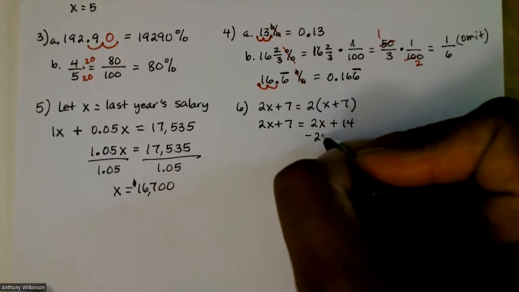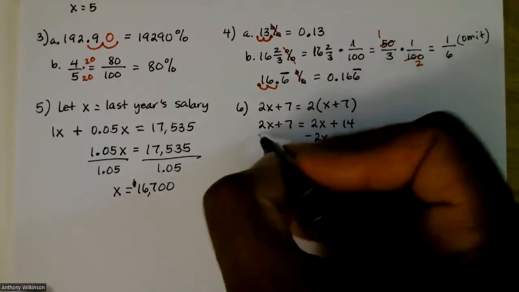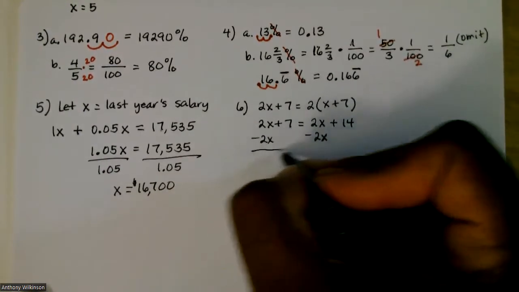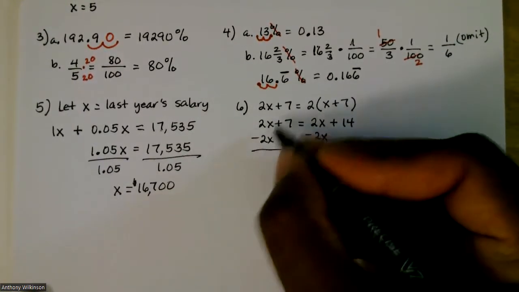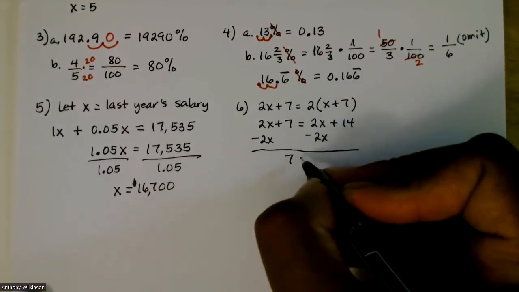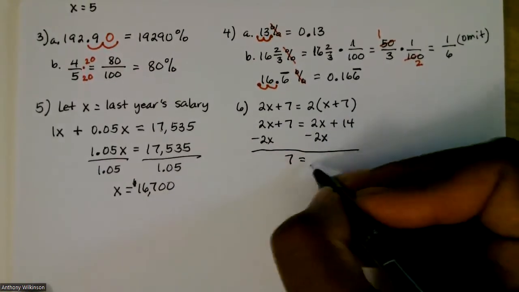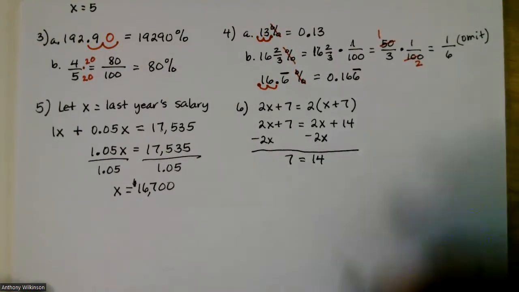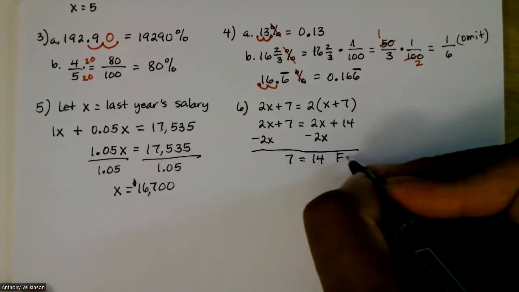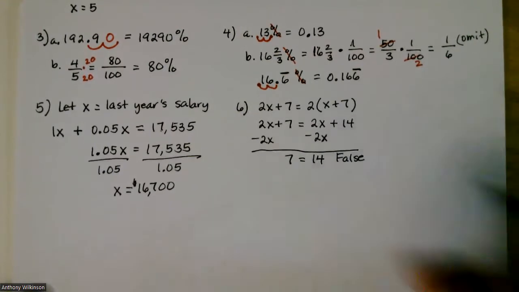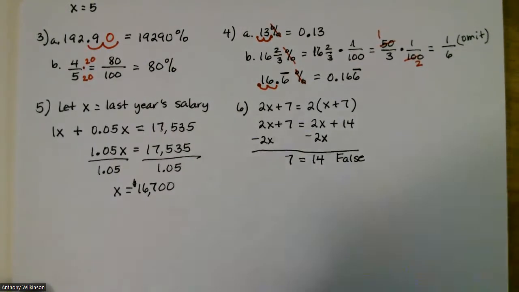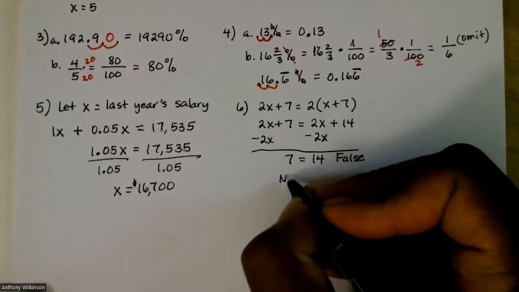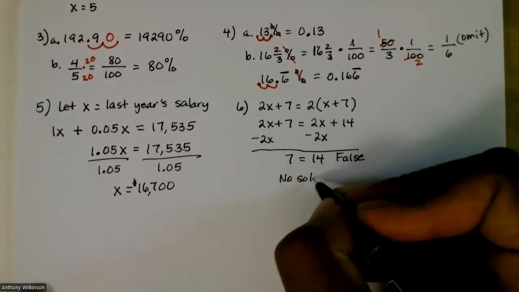Now watch what happens when I subtract 2x on both sides. The 2x's are gone on the left side. I'll be left with 7, and the 2x's are gone on the right side, I'd be left with 14. 7 equals 14 is a false statement because 7 does not equal 14. So when you get a false statement like that in an equation, that means you have no solution.